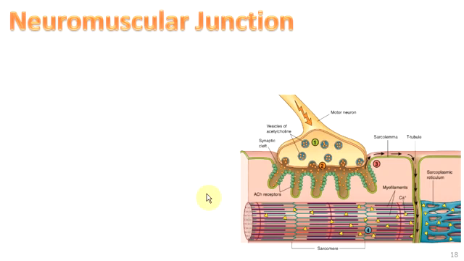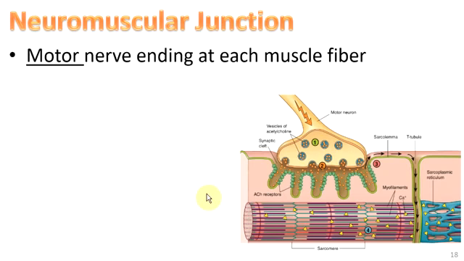Okay, so let's move on to the neuromuscular junction then. The neuromuscular junction is where the neuron joins the muscle. That's what neuromuscular junction means, okay? So every single muscle fiber has a motor nerve ending. Now that doesn't mean one neuron goes to every single muscle fiber, because one neuron can go to more than one muscle fiber, but it does mean that every single muscle fiber has a neuron ending that goes to it.